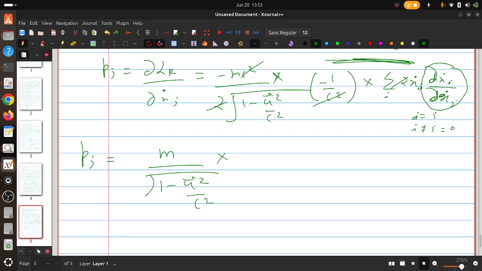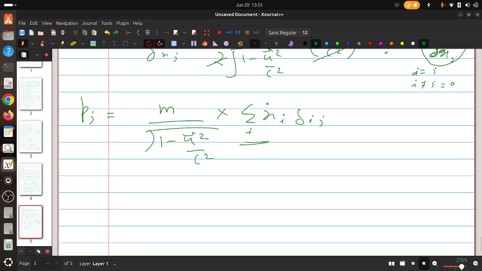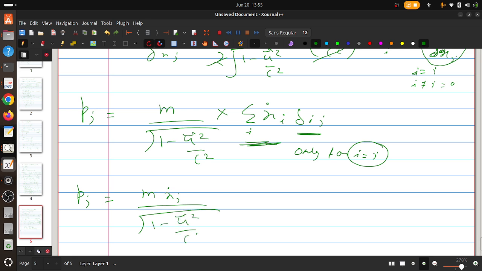So into this one here, this will go to delta ij, right? Summation over i of x dot i and delta ij, right? So this summation here will survive only for i equal to j. Only this term survives. All other terms are zero because of the presence of the Kronecker delta, right? So this would be Pj is equal to m x dot j under root 1 minus u square by c square.